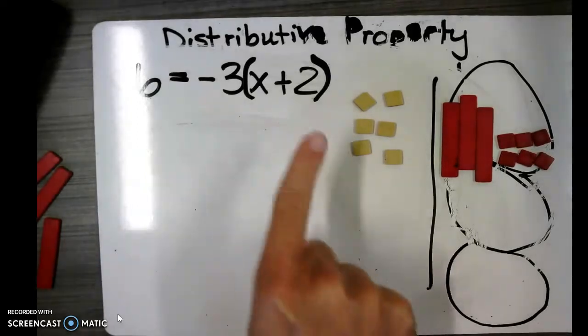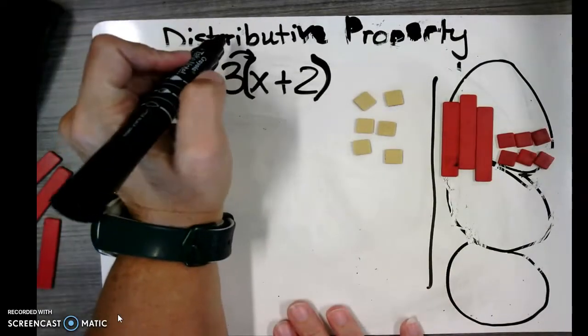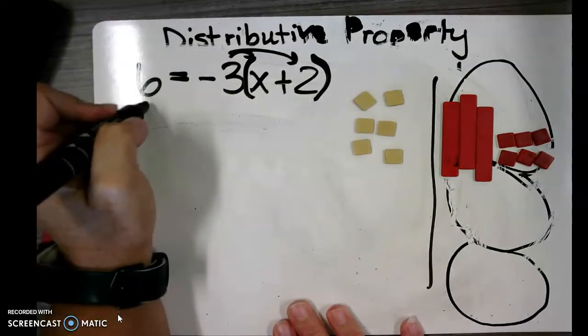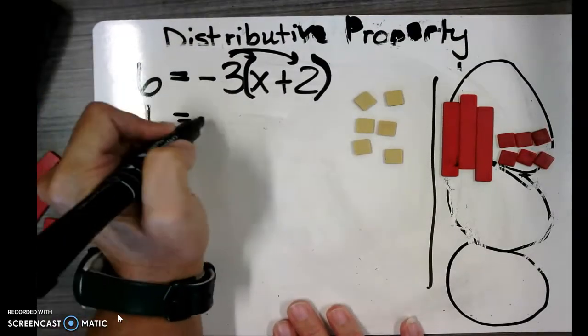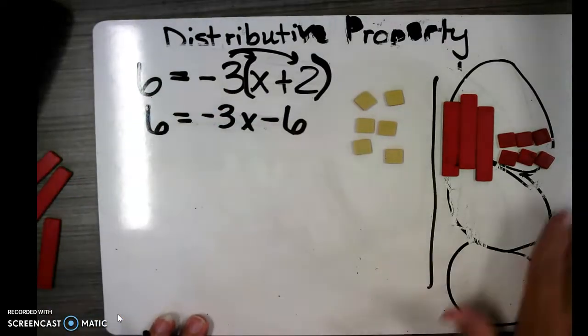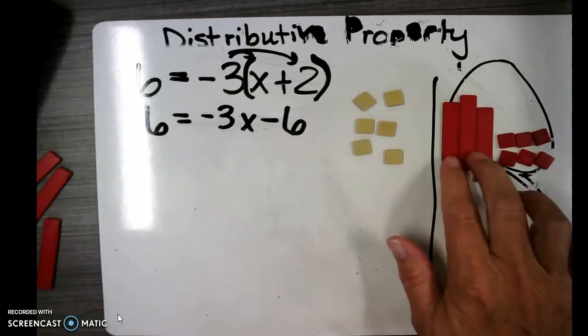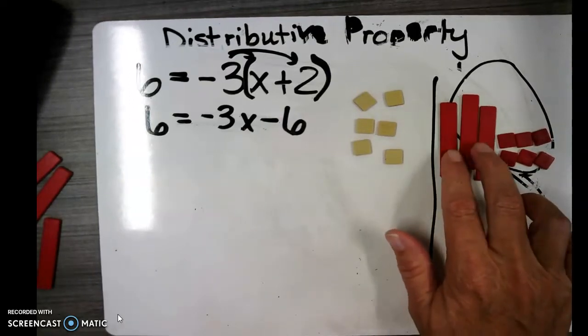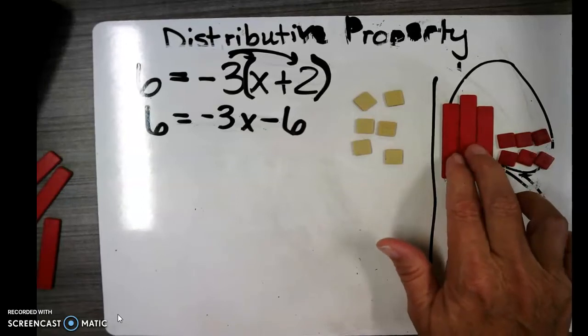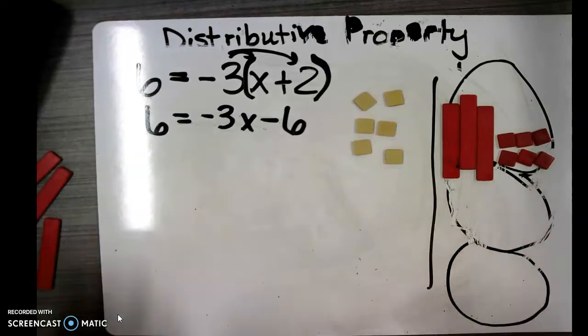And let me do that distributive piece on the equation part. So I'm going to multiply by negative 3. So I get 6 equals negative 3x minus 6. So that does match what I have modeled here. Okay, then I need to isolate my x terms. So I need to get these negative 3x's by themselves. They are subtracted by 6 constants.